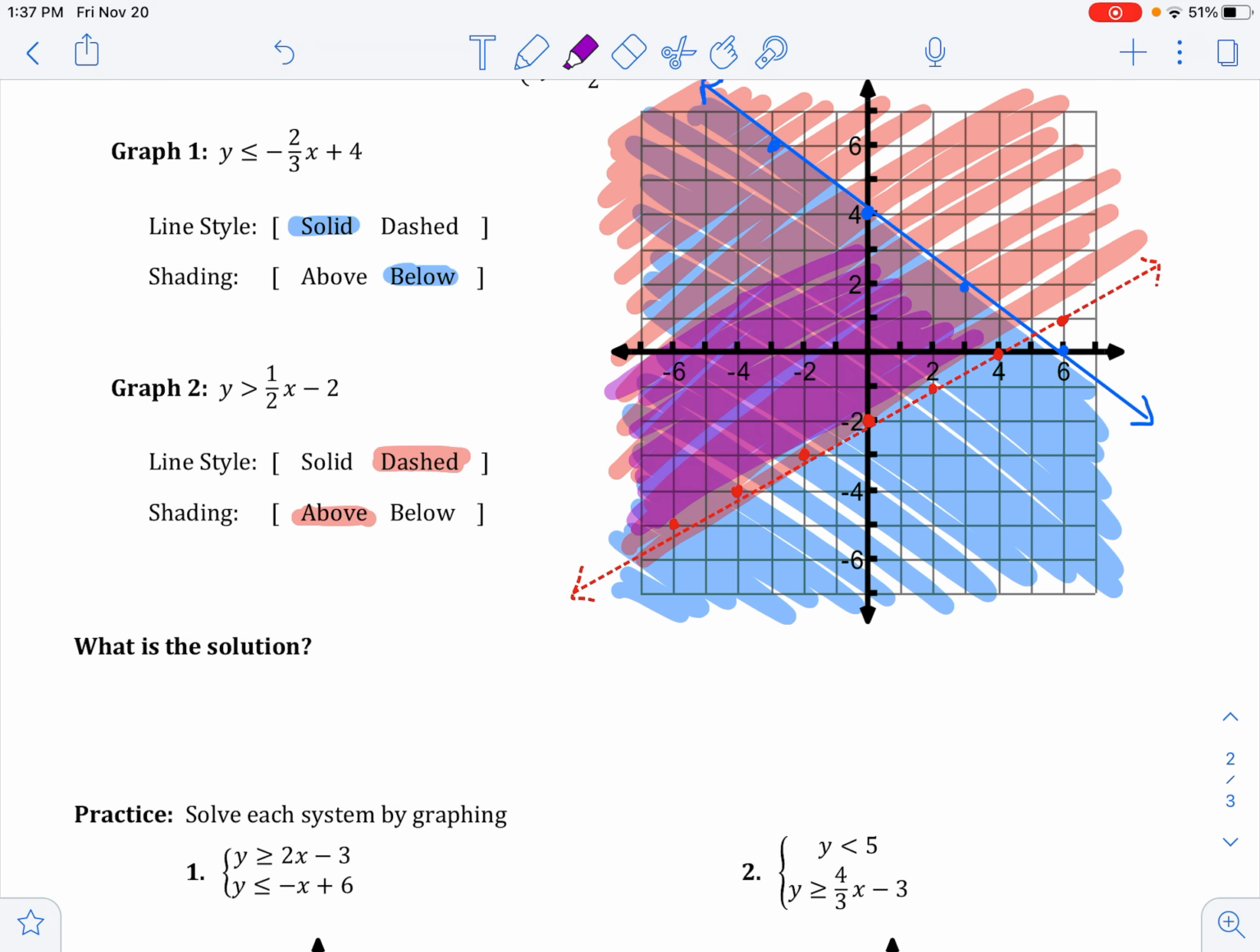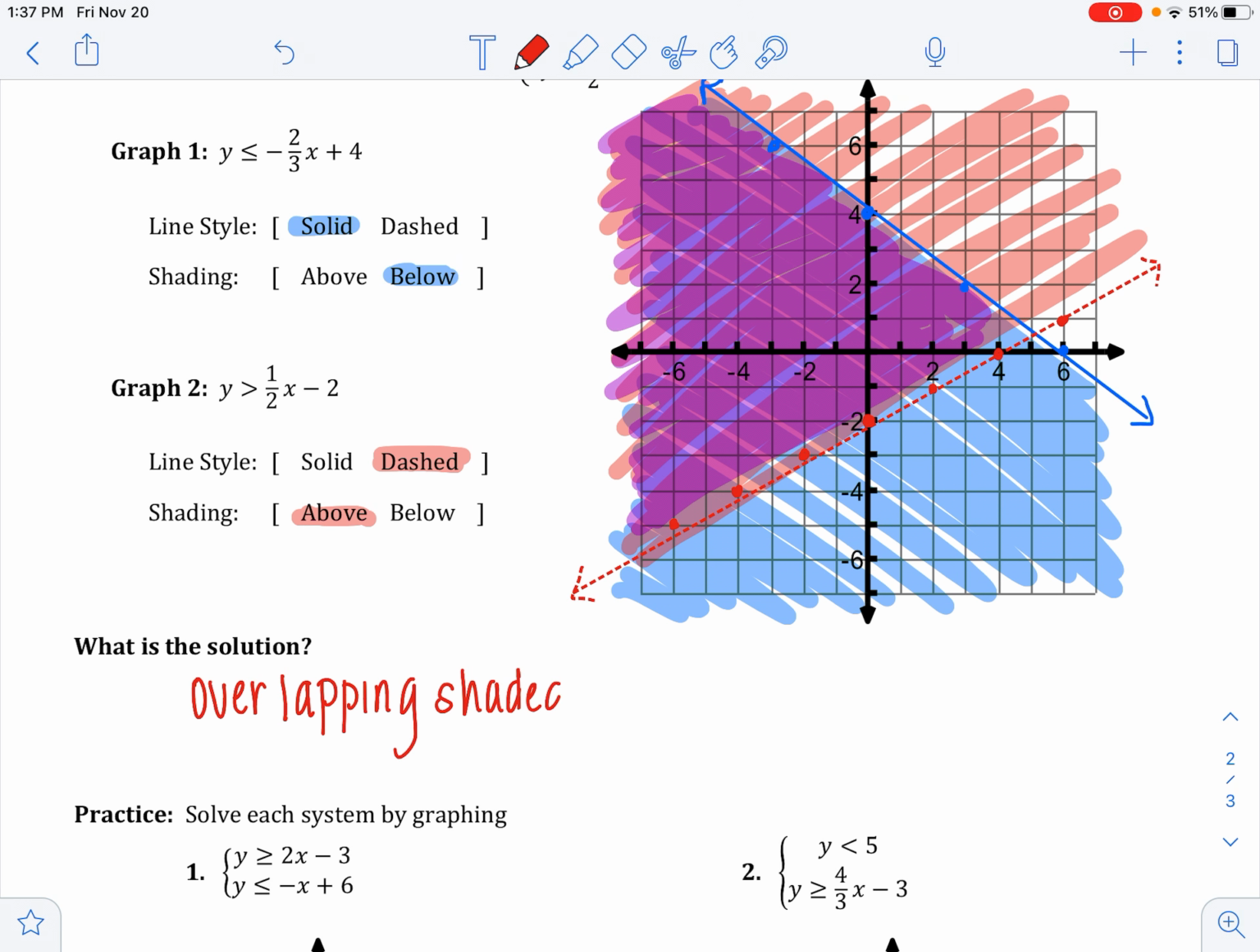The solutions are where my graph is blue and red. So it's my overlapping shaded region. So it's all these values in purple here. It's also all the values that are on this blue line right here because those are included. It's none of the values on the dashed red line. Okay? Now notice I unhighlighted it because I was just wanting to show you what I was talking about. All right, so the solutions are the overlapping shaded region.